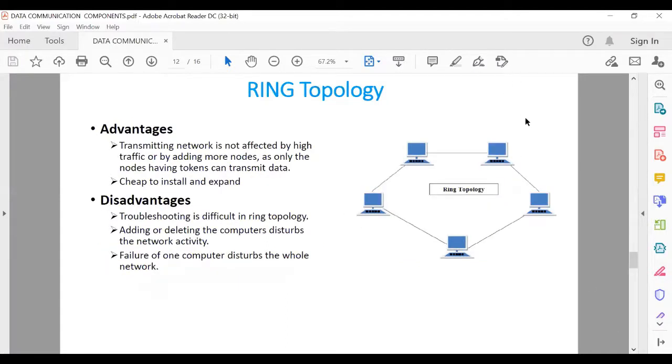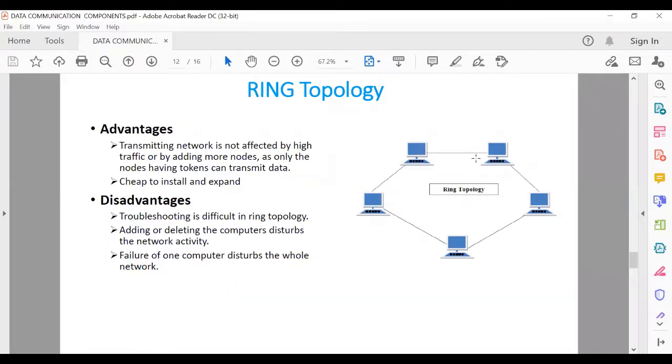Now, ring topology. It is called a ring because it forms a ring like this, as each computer is connected to another computer, with the last one connected to the first. Exactly two neighbors for each device. For this one, it has two. For this one, it has two. For this one, it has two, like this.